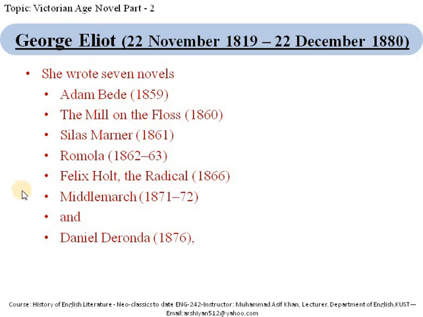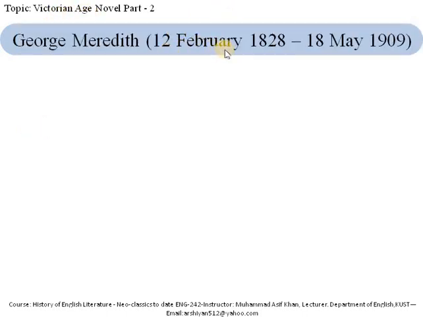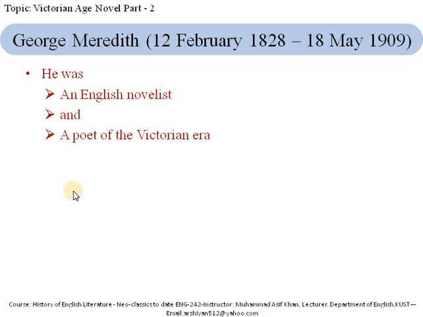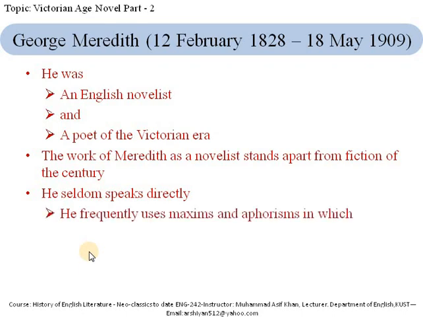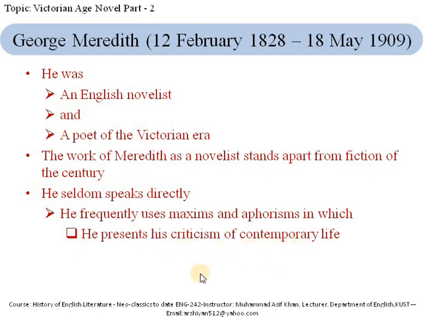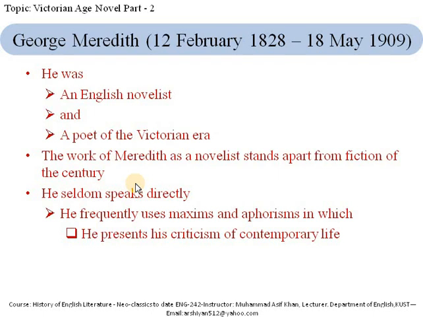The second important personality among the later Victorian age novelists is George Meredith. He was born on 12th February 1828 and died on 18th May 1909. He was an English novelist and poet of the Victorian era. His work as a novelist stands apart from the fiction of that century because he seldom speaks directly, and he frequently uses maxims and aphorisms in which he presents his criticism of contemporary life. He is not directly speaking to the readers.